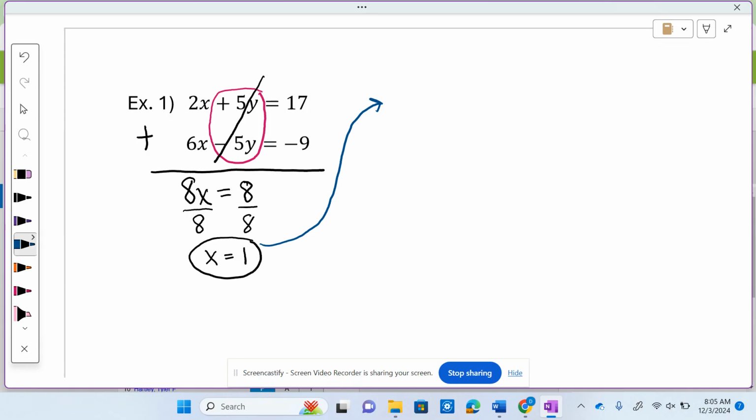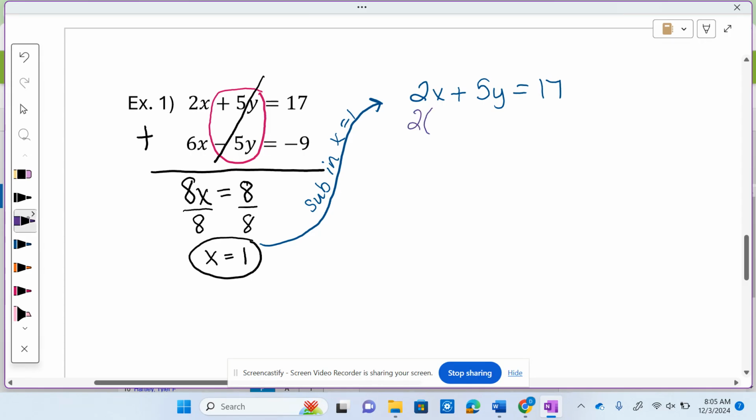Yeah, which equation do you want to work with? The first one? Okay, so Ariana says we're working with the first one. 2x plus 5y equals 17. And we are subbing in x equals 1. That's what we're going to do. So I'm going to rewrite this as 2 times 1 plus 5y equals 17. What should I do next?